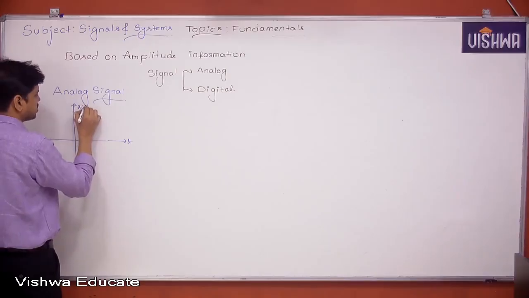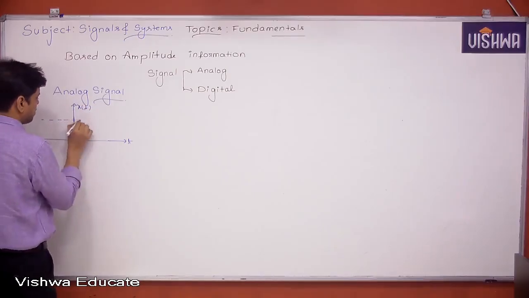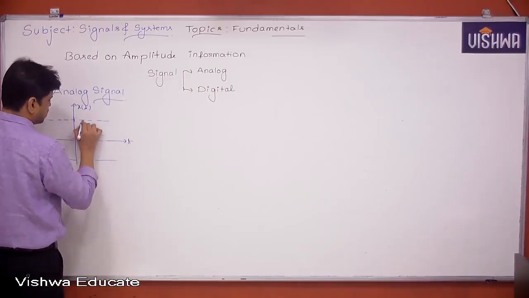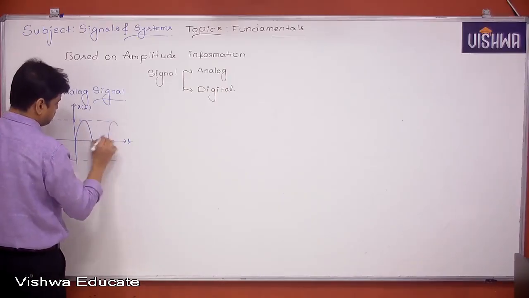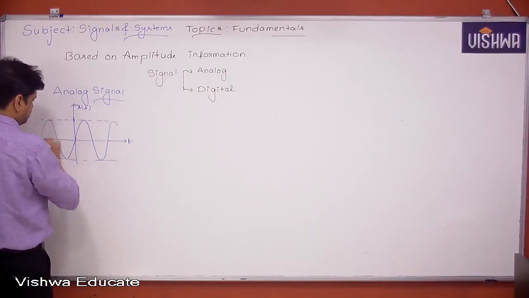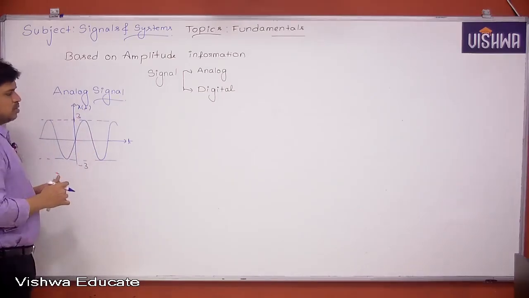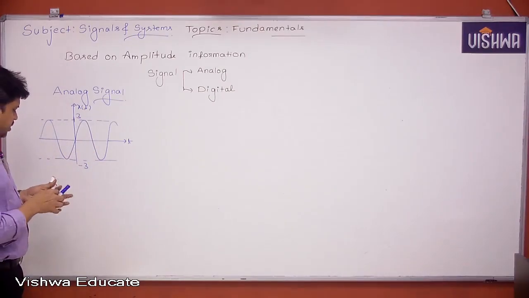If I take an x of t signal, which is like this, a sinusoidal function between 3 and -3, and I ask what is the dynamic range of this signal?